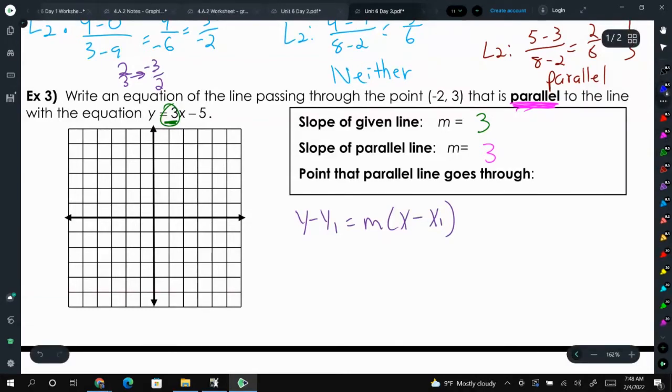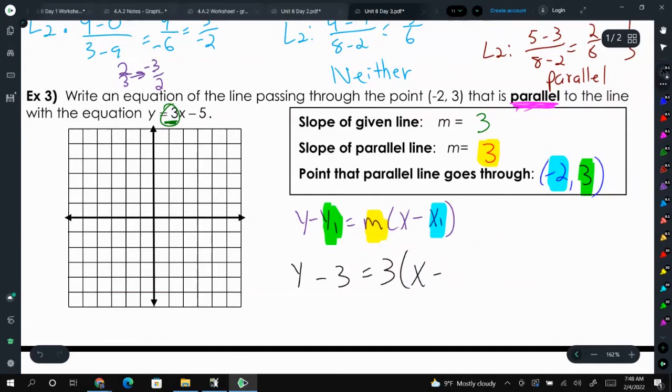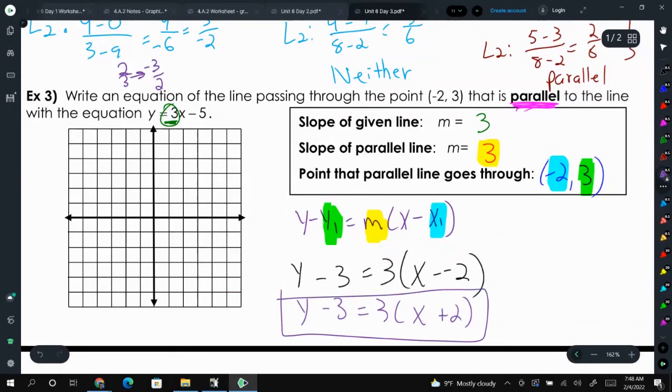And the point that we're going to use is negative 2 comma 3. So now we can just plug these values into our point slope equation, and that's all you have to do. So y minus 3, because that's y1, equals our slope 3, and it's x minus negative 2. So y minus 3 equals 3 times x plus 2. And that is our equation in point slope form, and that's as far as we have to go.